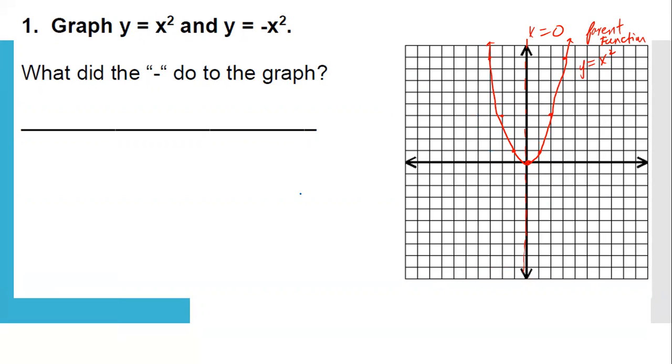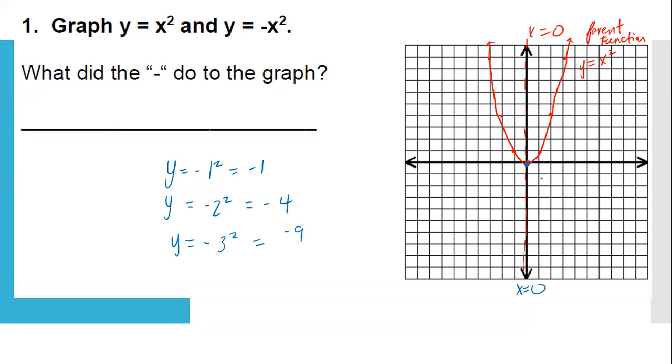Now, if I have negative x squared, again, it's going to start at the origin. My axis of symmetry is still at x equals 0. And when I plug in the values this time, it's going to be a little different. If I have y equals negative 1 squared, that's going to equal negative 1, right? If I have y equals negative 2 squared, it's going to equal negative 4. Agreed? If I have y equals negative 3 squared, it's going to equal negative 9.